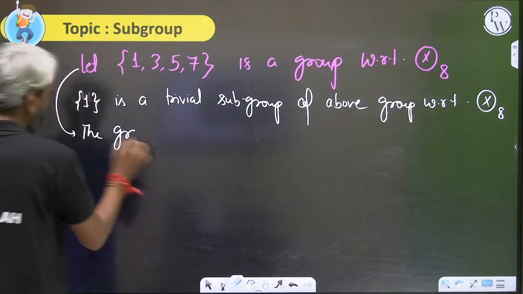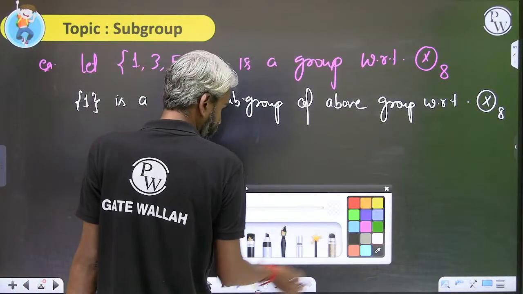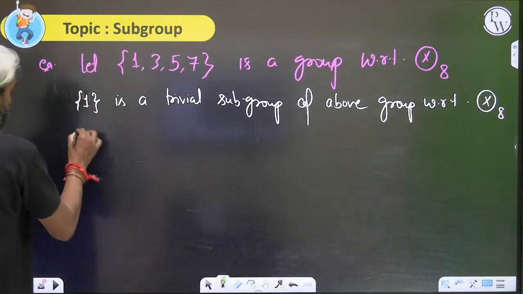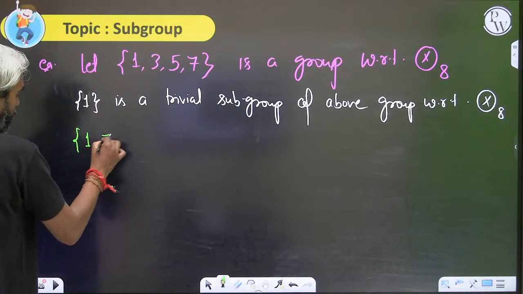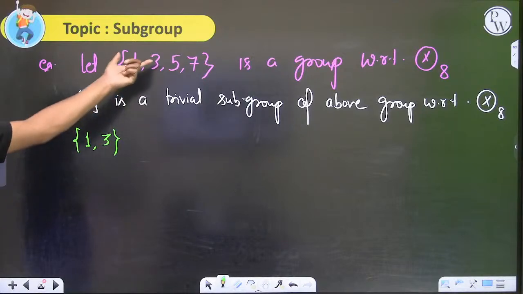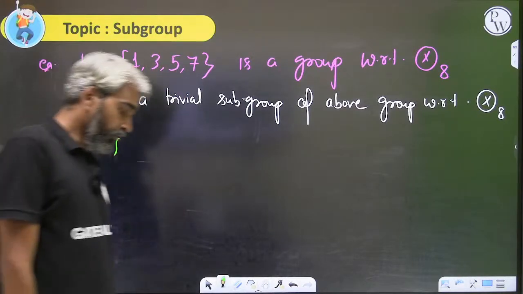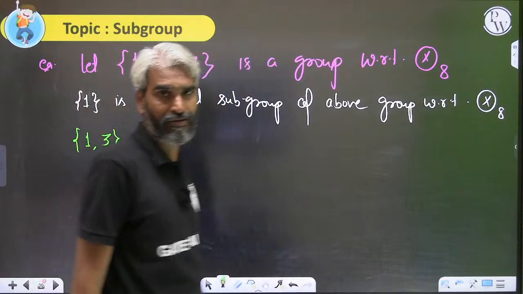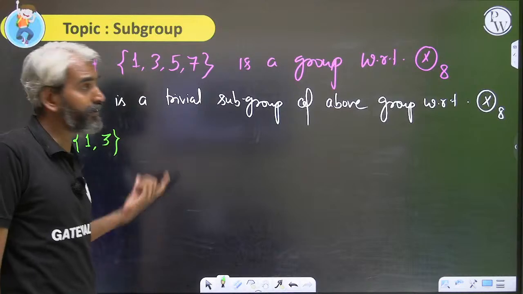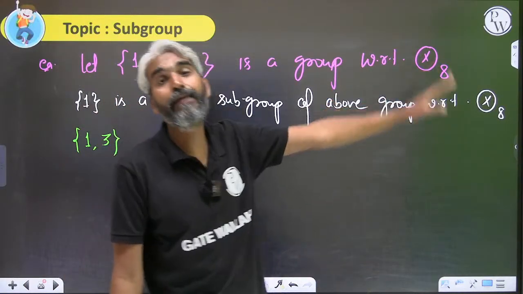I don't need to. This group itself will also be a trivial subgroup of the above group. But apart from that, please look at {1, 3}. Please tell me whether {1, 3} is a subgroup of the above group or not. The idea is, sir, the subset should follow all four properties of the group with respect to the same binary operation.